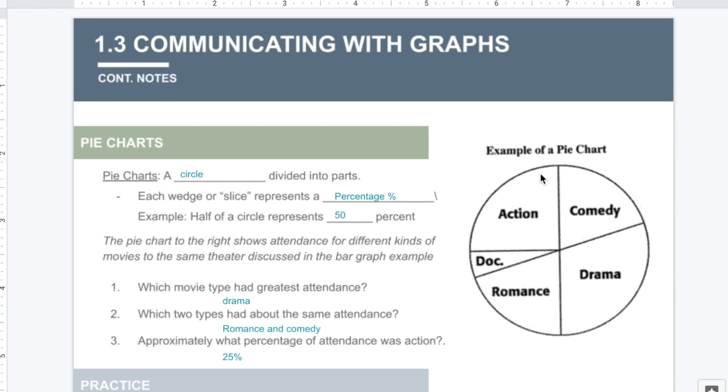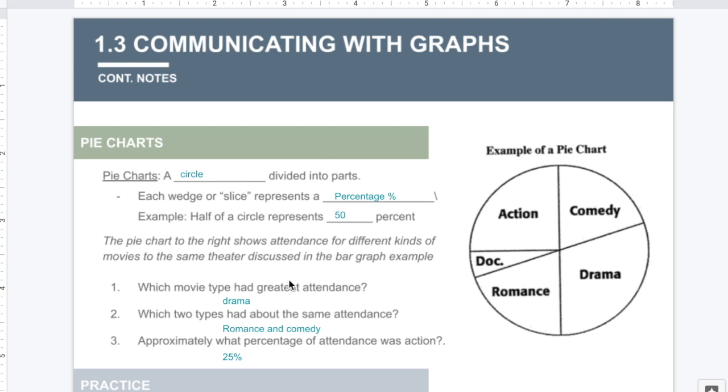Okay, we can also look at something like this, and we know that this is 1/4 of the pie, or 25%. Okay, so the pie chart to the right shows attendance for different kinds of movies to the same theater we discussed in the bar graph example. So which movie type had the greatest attendance? So which of the slices is the largest? So if we look, drama is the largest, so that means that a greater percent of the people went and saw a drama.